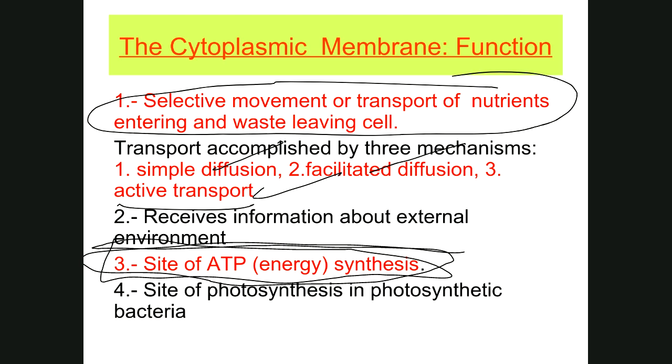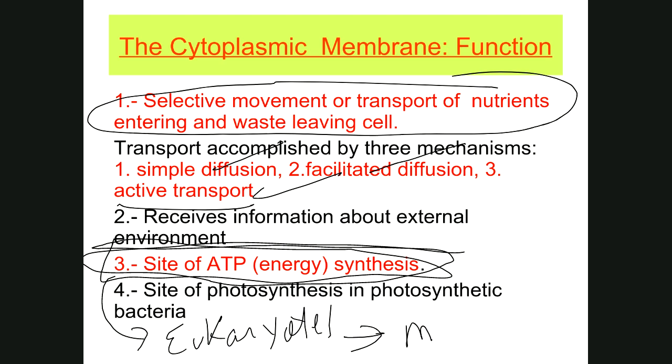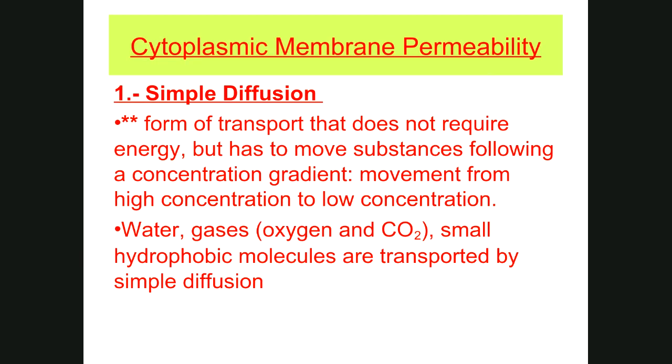In the eukaryotic cell, the site of ATP synthesis is the mitochondria. Bacteria don't have mitochondria. They're going to make ATP in their cell membrane. Let's go over transport, and we'll stop there.